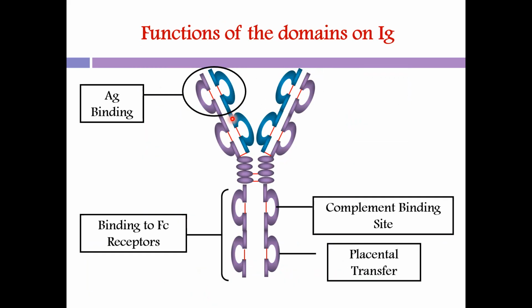Now come to the functions of the domains of immunoglobulins. Each immunoglobulin has specific domains. This domain is called the antigen binding domain. This part is called the Fc receptor binding region. This part of the constant region is called the complement binding site. And this part is called the placental transfer part. This is mainly for immunoglobulin G, which can pass the placenta.